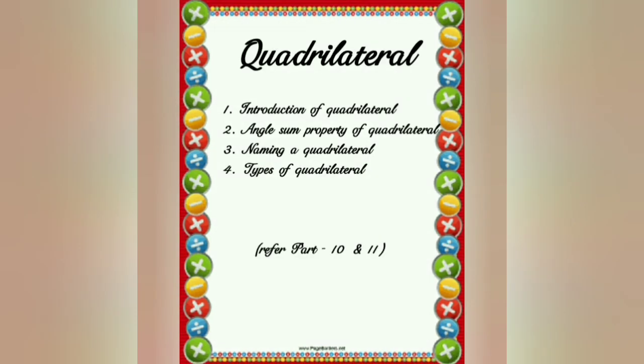At last, in this chapter, we have studied quadrilaterals, in which we have covered the introduction of quadrilateral, angle sum property of quadrilateral, naming a quadrilateral, and the types of quadrilateral. For revising this, you can refer to parts 10 and 11.